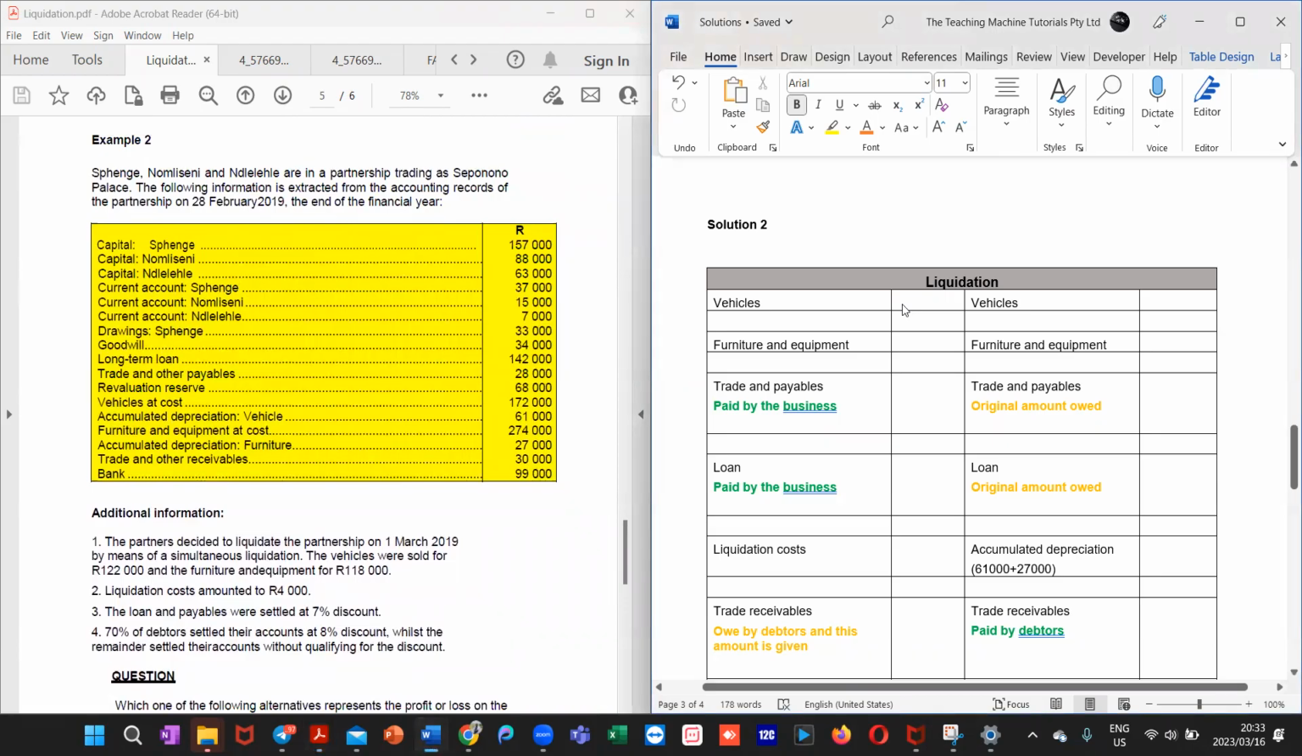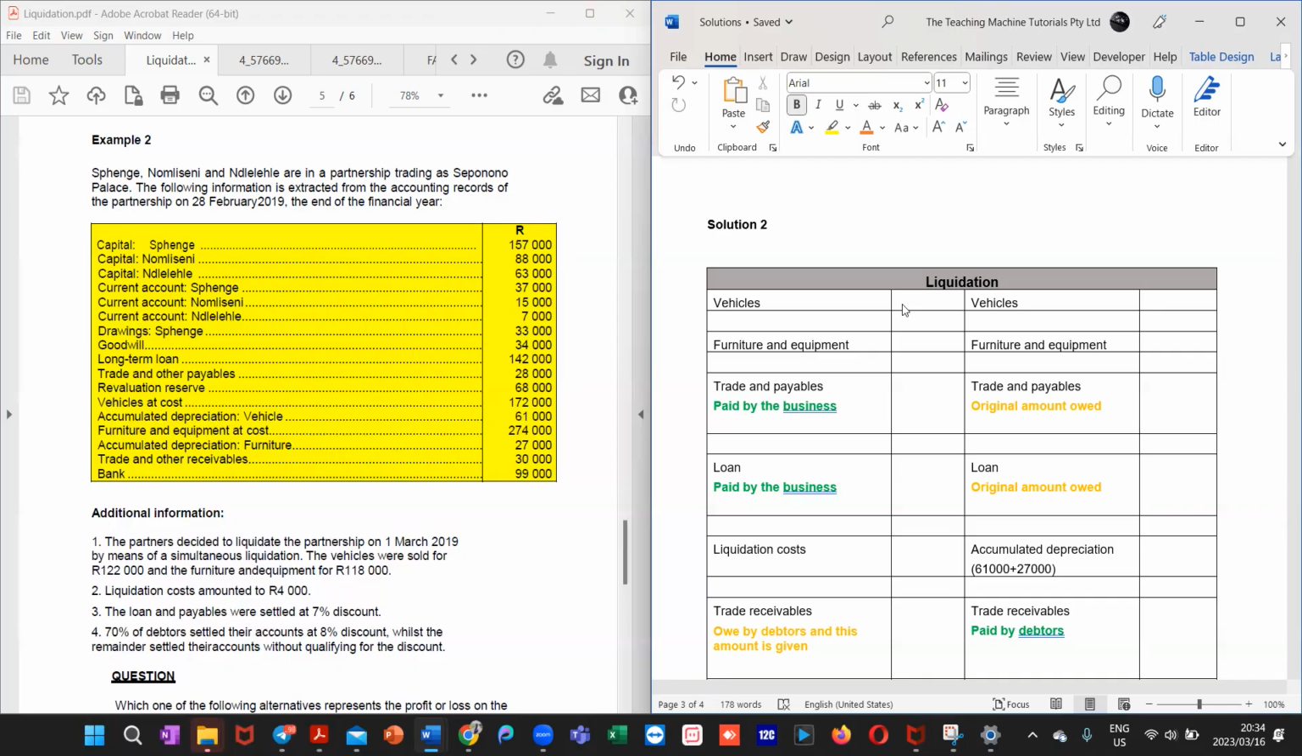Okay, so example number 2: partners are in a partnership trading as Bono Palace. The following information is extracted from the partnership records at 28 February. The partners decided to liquidate the partnership on the 1st of March by means of simultaneous liquidation. I'm sure students are asking what is simultaneous, what is piecemeal liquidation. Just avoid those terms. Focus on how we record and how we make our profit and loss on liquidation.